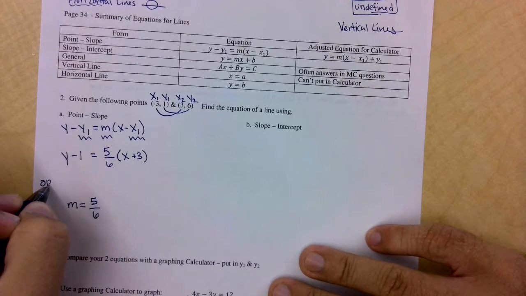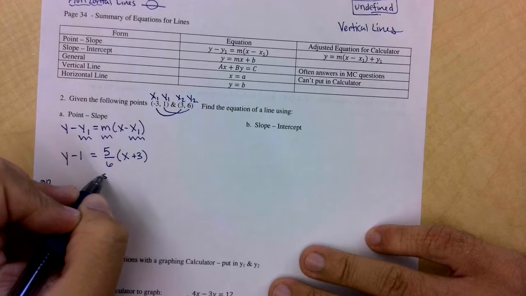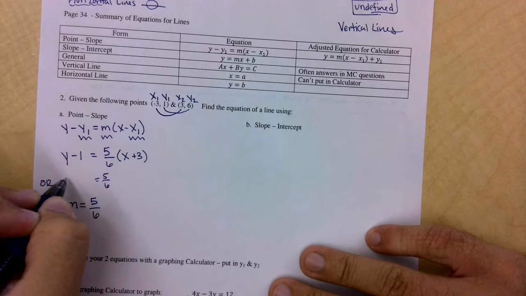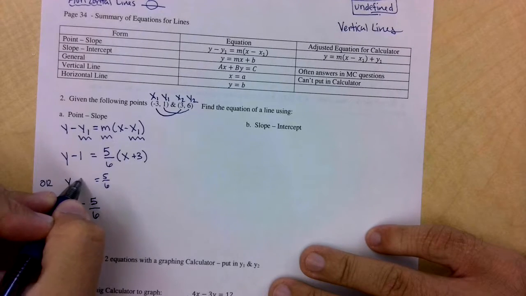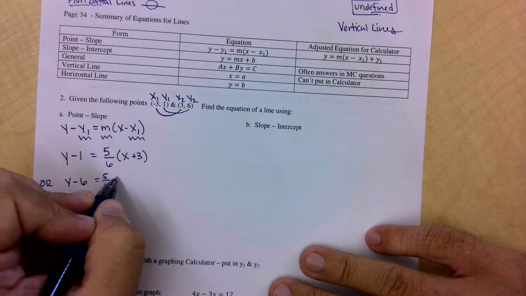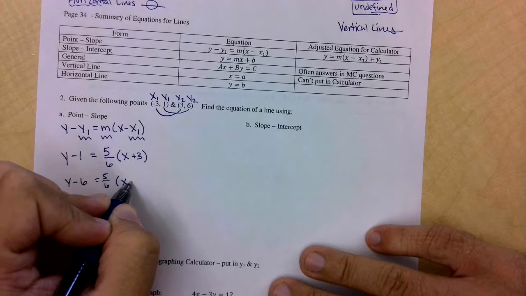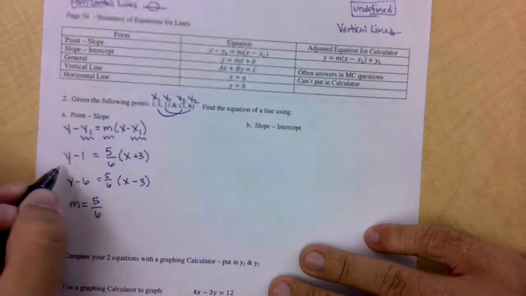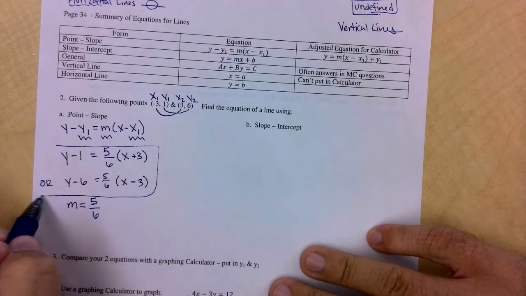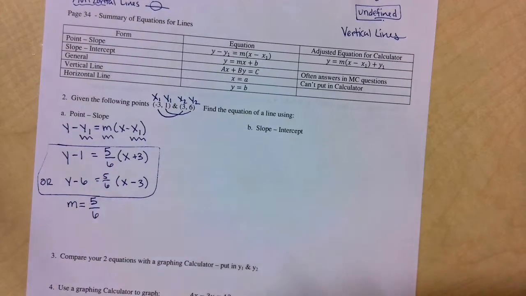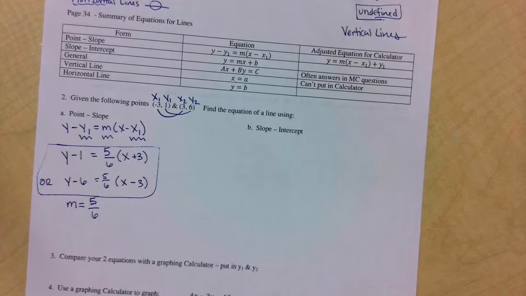Now again, I said you could use the other point. The slope did not change. But if I want to plug in this point instead, y minus the y value of 6, and then over here, x minus the x value of 3. Either one of those would be considered our correct answer. That didn't take a lot of work.